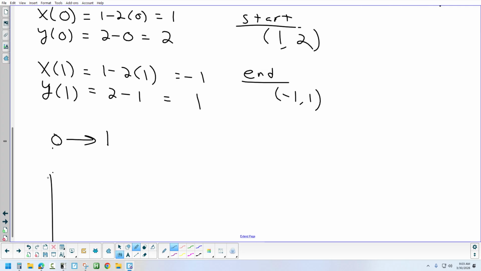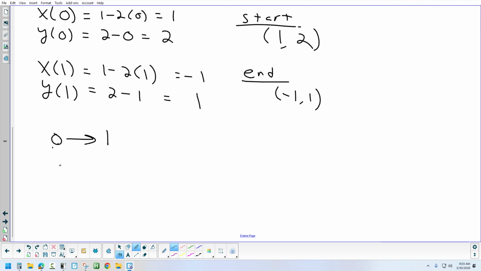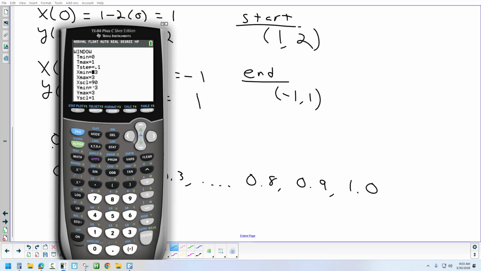So the first number it'll plug in is 0. Next one will be 0.1, 0.2, 0.3, up to 0.8, 0.9, and 1. So it's going to end up plugging in all those numbers from 0 to 1 going by tenths. Right? So now, if I go 0.01, the calculator is going to plot every single point from 0 to 1, incrementing by hundredths. So that's going to give you over 100 different points in that line segment.